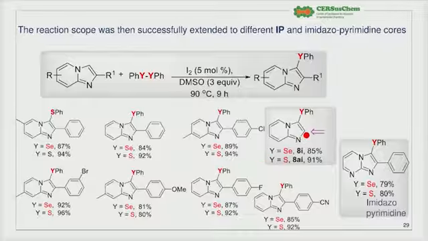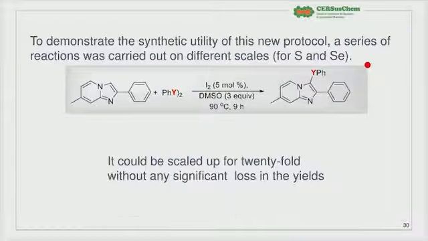In one of the experiments, where we used the C2 unsubstituted imidazo core, the chalcogenation took place at the C3 position, which highlights the regioselectivity of this reaction. Also, we used the imidazopyrimidine core for this transformation.